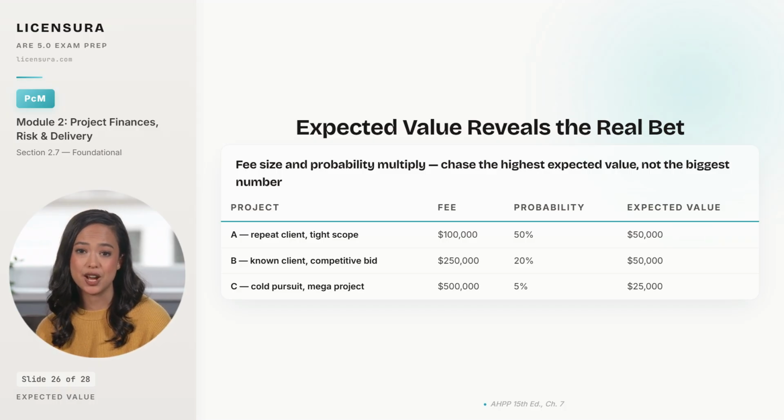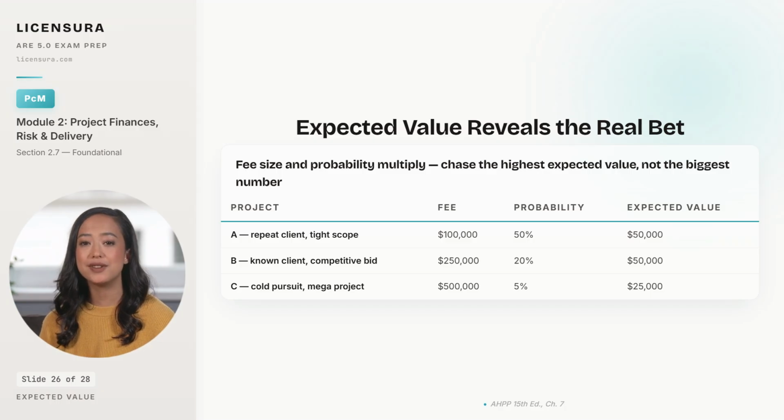Only the expected payoff differs. Pursue A and B before you pursue C every single time. Real firms make this mistake all the time, and the consequences are not theoretical.